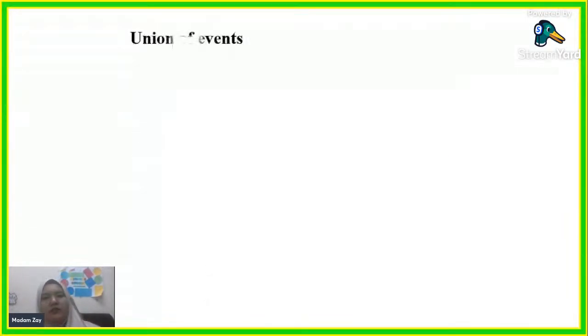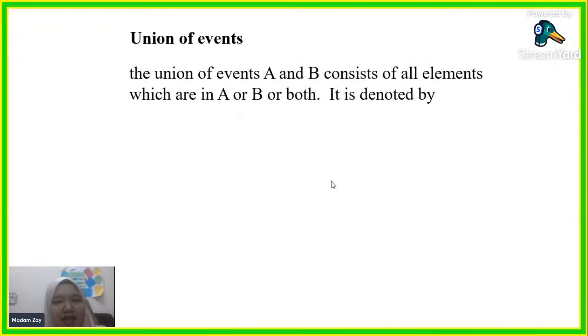Okay. So now union of events. Union, not union party, union of events. The union of events A and B consists of all elements which are in A or B or both. It is denoted by A or B, A union B. So this U symbol here is talking about union. You can represent it as A or B or A union B.